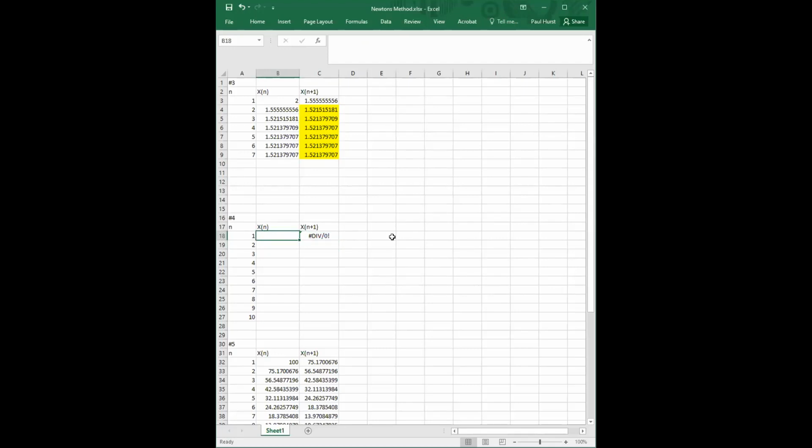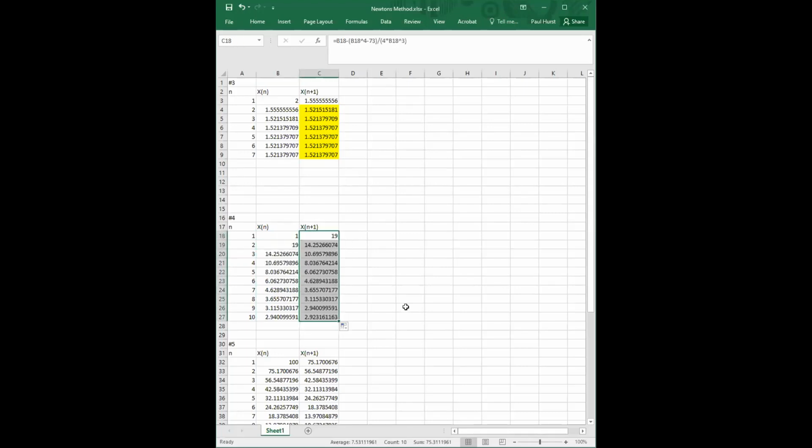Of course, it's messed up now. So what we can do is start with any value that you want. We'll start with 1. If we start with 1, then that's going to give us 19. Now this column right here, we're going to make equal to C18, and then we'll drag that down and drag this down. Now that doesn't seem to converge. But remember, what we're after right now is the 4th root of 73. So it's not going to be 1.